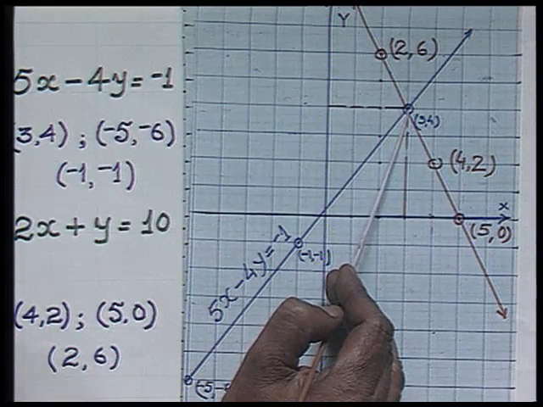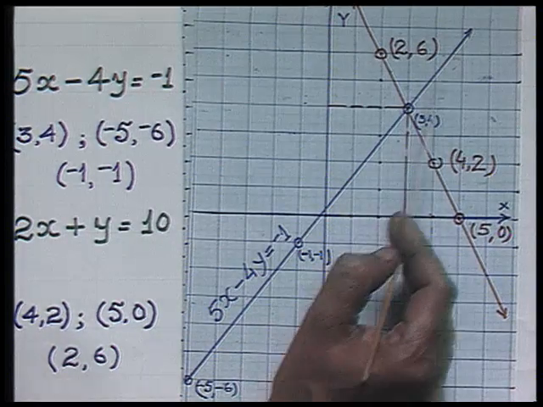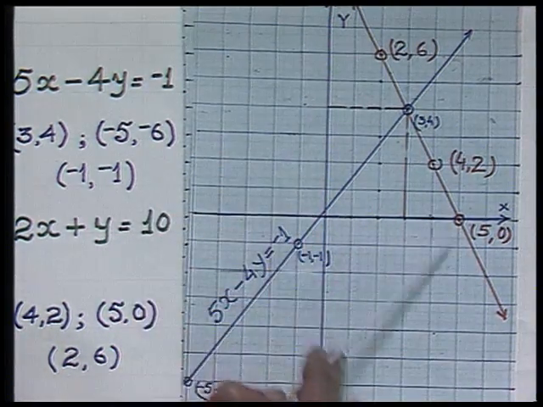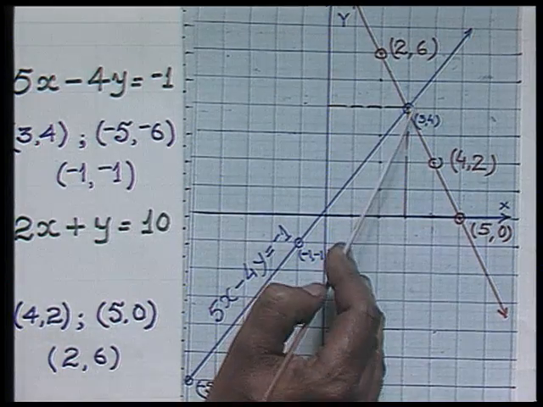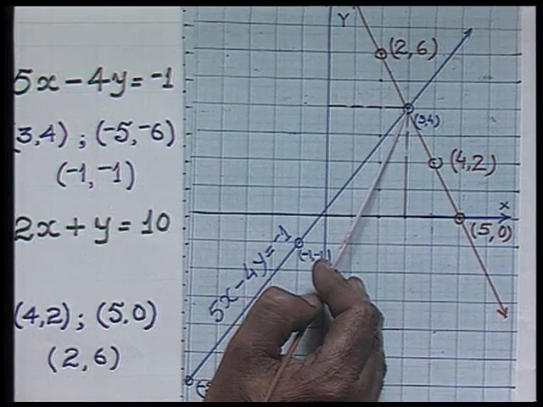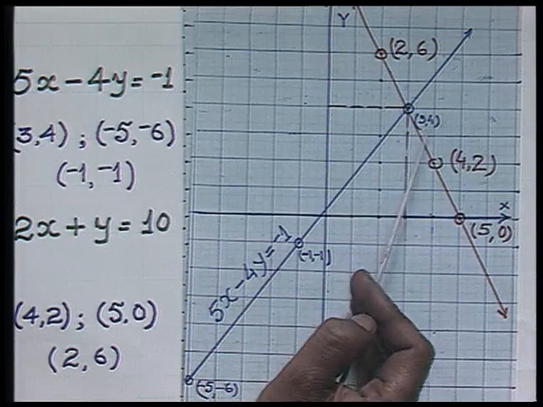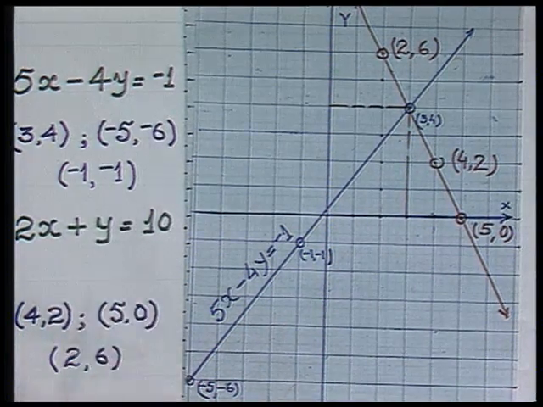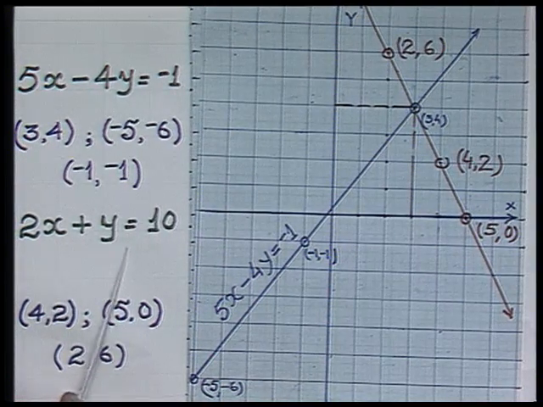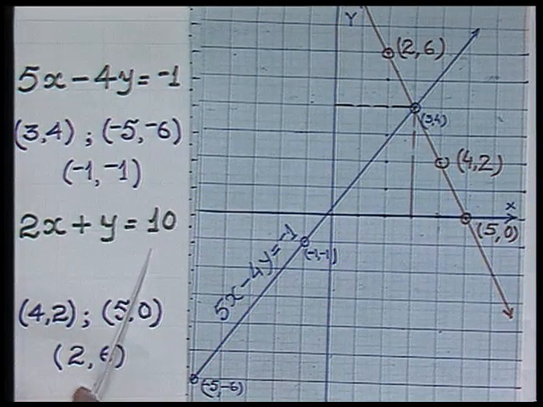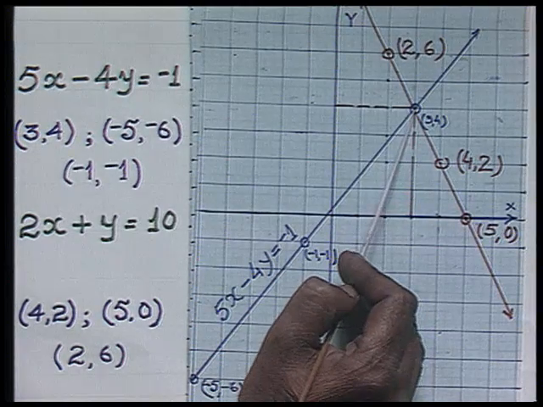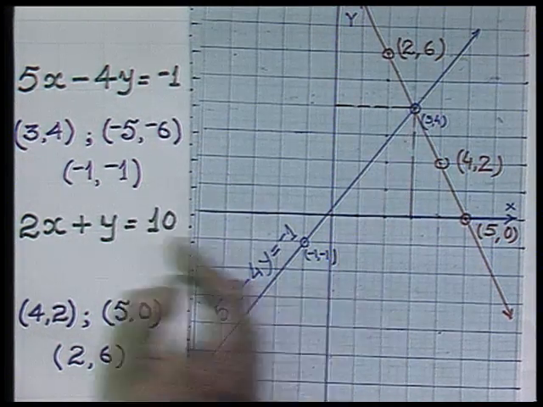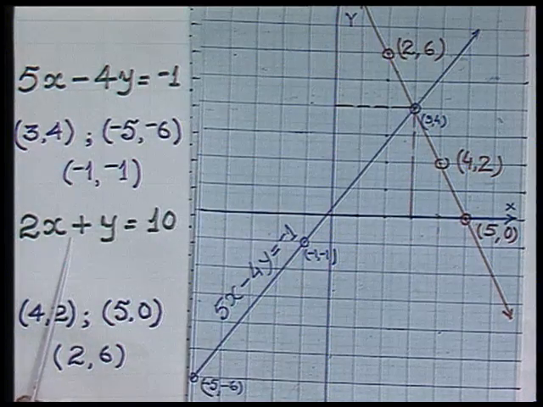And what is the beauty of this point? This point is lying on this line as well as on the other line. That is, this point is such an ordered pair which satisfies both the equations, that is 5x minus 4y equals minus 1 and 2x plus y equals 10. So this ordered pair (3, 4) satisfies both the equations.